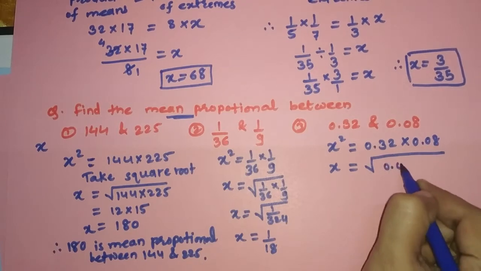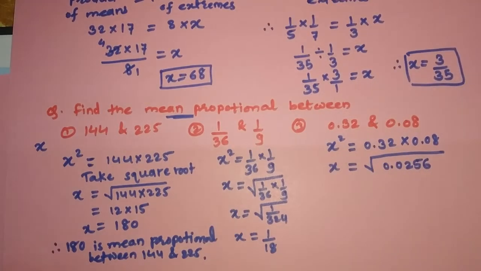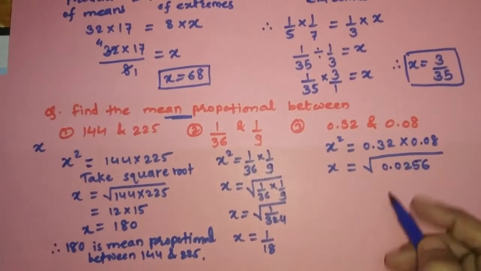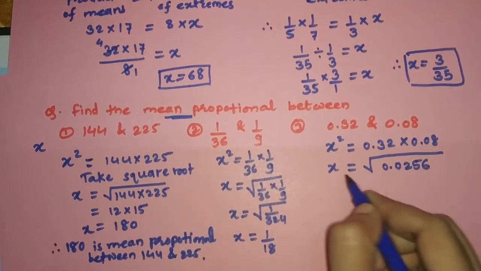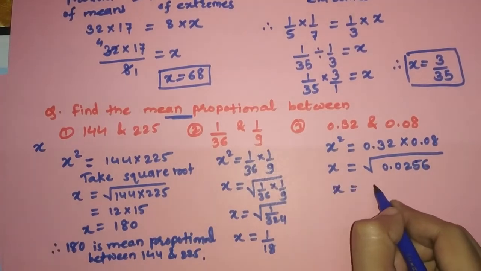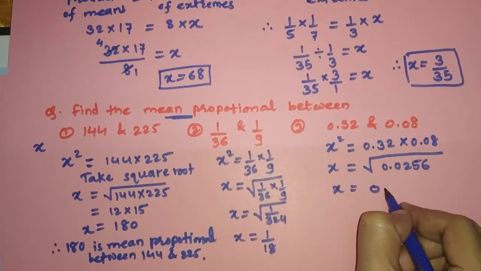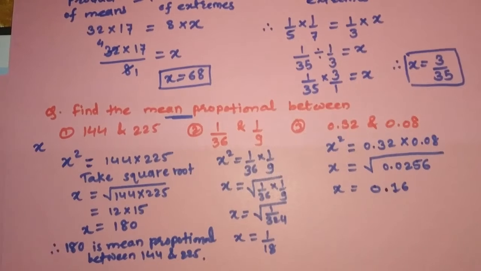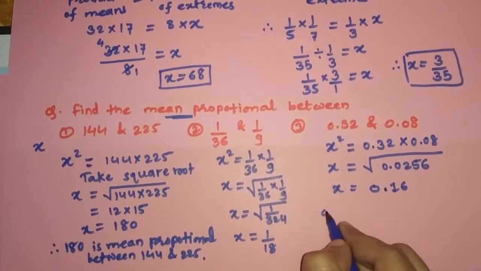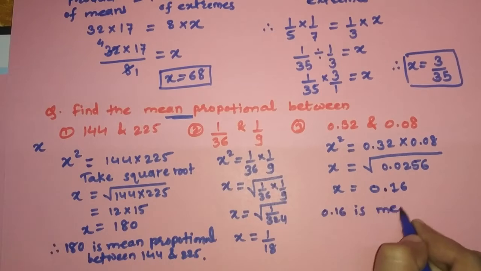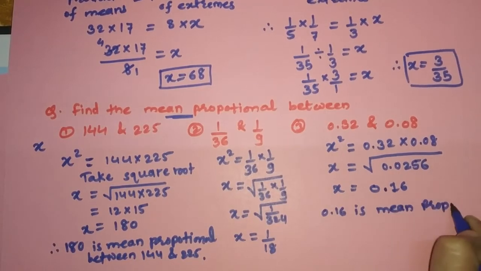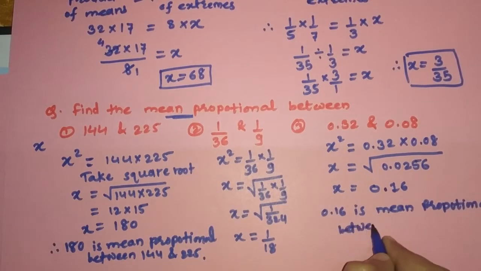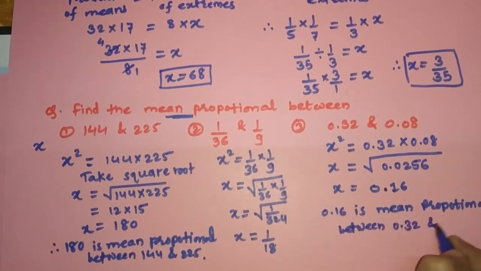So we'll take 0.0256. Friends, we know that 256 is a perfect square of 16 and we need to get a 0.0256. So we'll write down x is equal to what, friends? 0.16. So this 0.16 is what? Is a mean proportion. We can say mean proportional between 0.32 and 0.08.